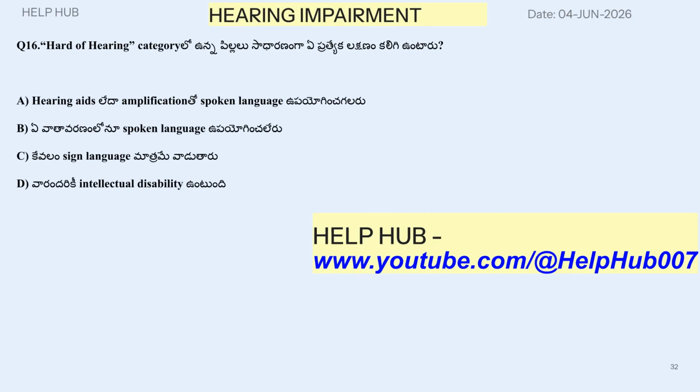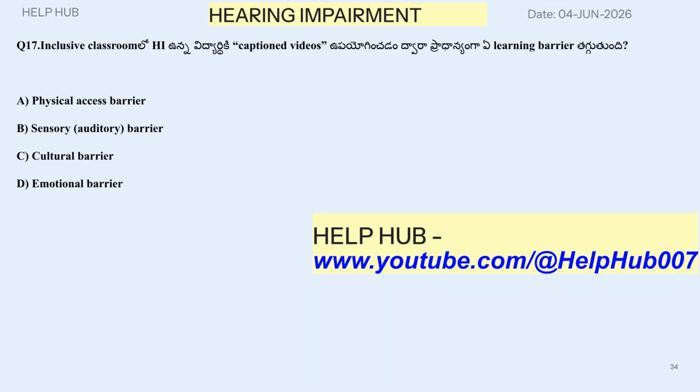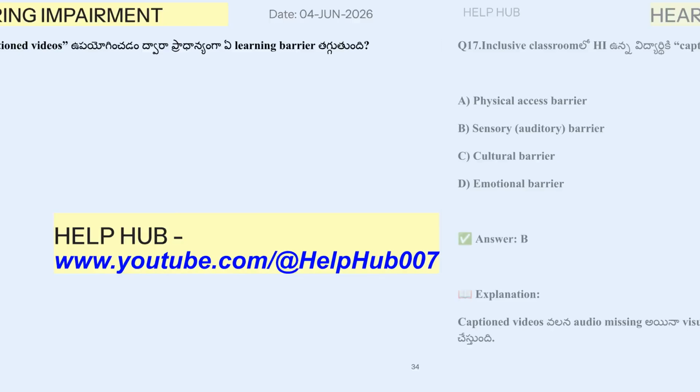Moving to question 16. What specific characteristic do children in the hard of hearing category typically possess? This slide contains a question without an answer. We will skip to the slide with the answer. The answer to question 16 is A. They can use spoken language with hearing aids or amplification. Hard of hearing children benefit from amplification, retaining residual hearing, unlike children classified as deaf.